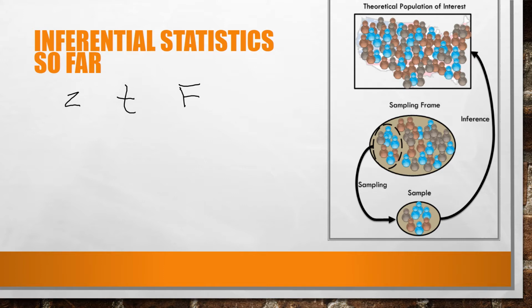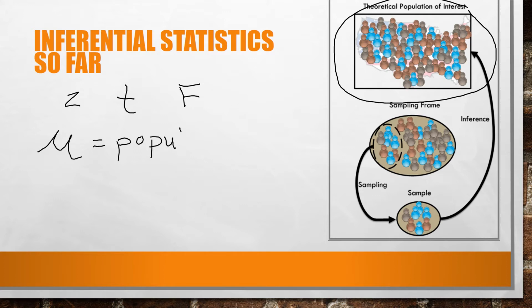And what we did was we wanted to know something about our population. Let's say we want to know something about the United States here. And what we've done so far is we wanted to know something about mu, which is our population mean. Or we might have a few populations and we want to compare those populations.